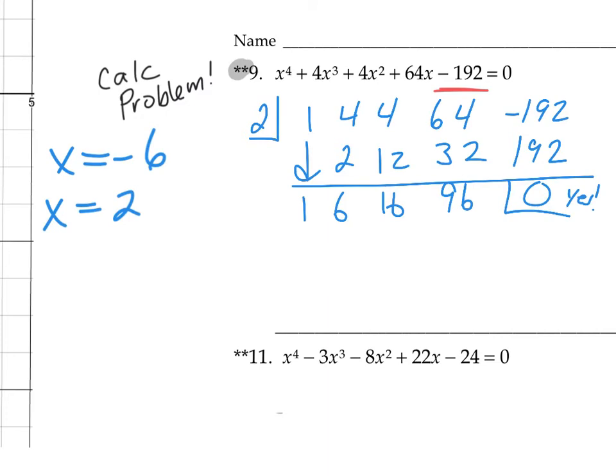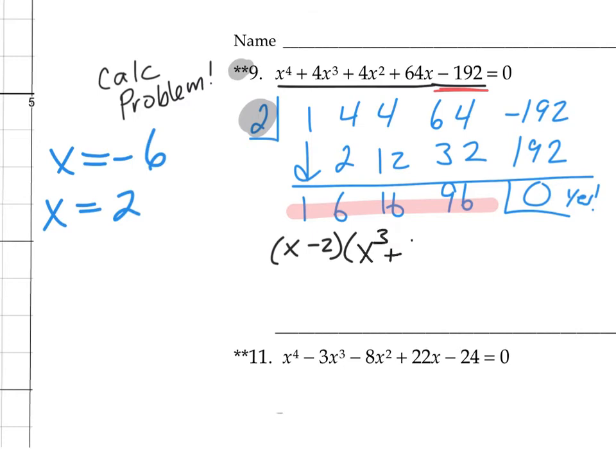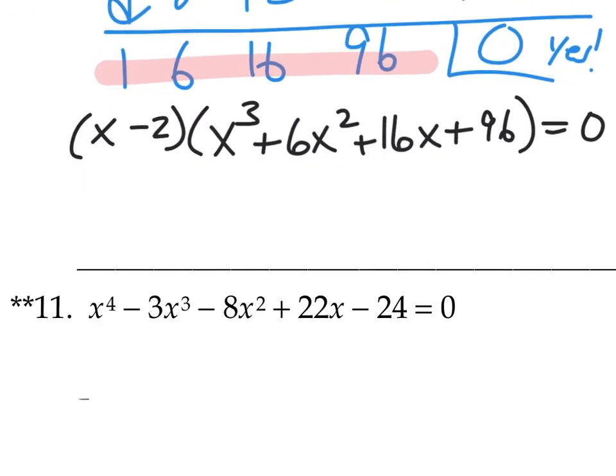So now that I have my synthetic division, I can rewrite my polynomial, right? This ugly 5-term quartic polynomial, I can rewrite as the product of a linear x minus 2. That 2 leads to the factor of x minus 2. And then the result of my synthetic division gives me the remaining part of my polynomial. X cubed plus 6x squared plus 16x plus 96 all equals 0. So we've cut our polynomial down to size. We now have, instead of a quartic, a linear times a cubic.